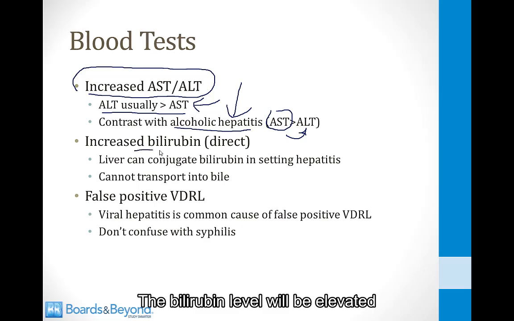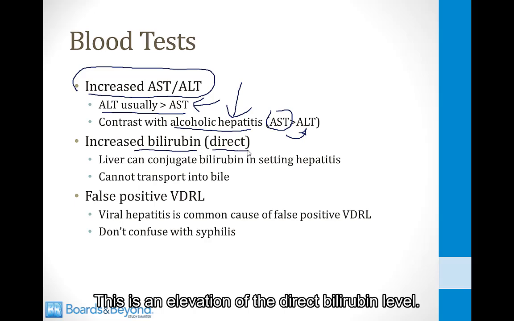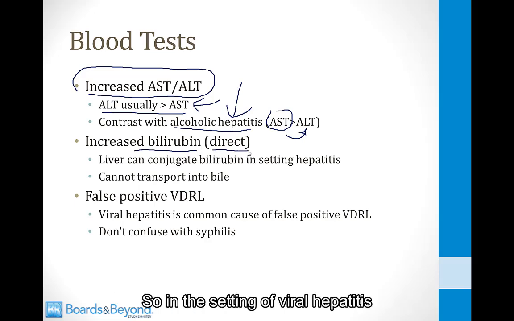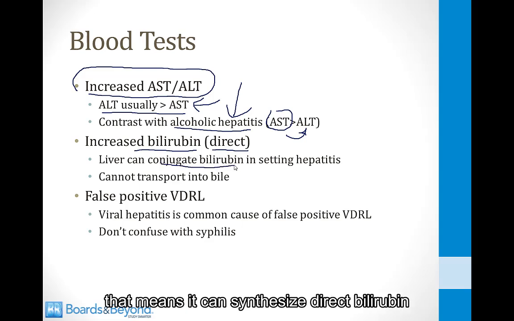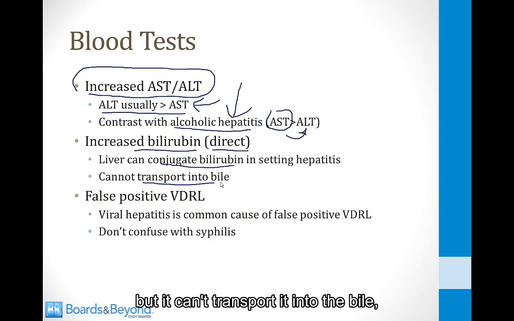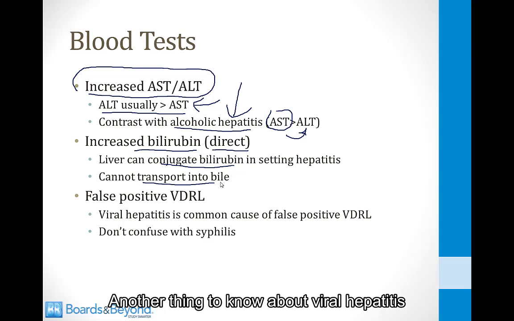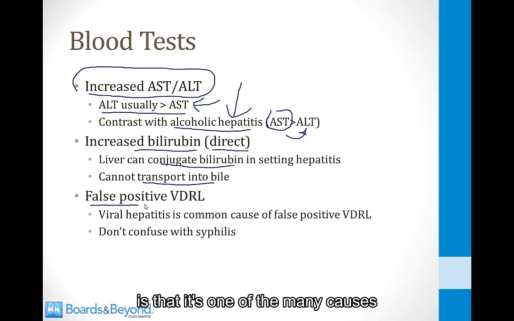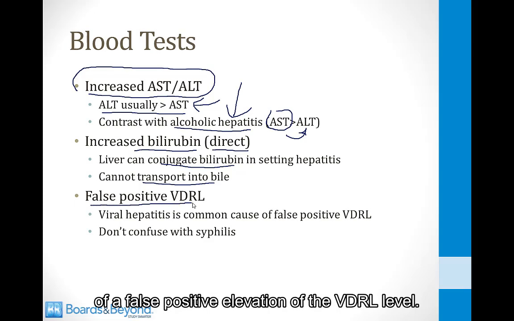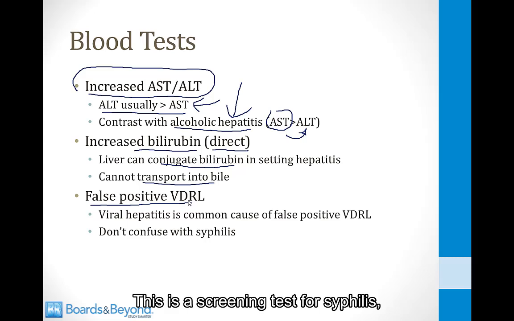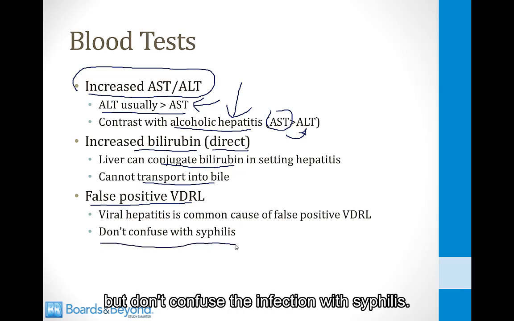The bilirubin level will be elevated in patients with acute viral hepatitis. This is an elevation of the direct bilirubin level. So in the setting of viral hepatitis, the liver can still conjugate bilirubin. That means it can synthesize direct bilirubin, but it can't transport it into the bile, so it backs up and the level gets high in the plasma. Another thing to know about viral hepatitis is that it's one of the many causes of a false positive elevation of the VDRL level. This is a screening test for syphilis, so it will be elevated and abnormal in patients with viral hepatitis, but don't confuse the infection with syphilis.